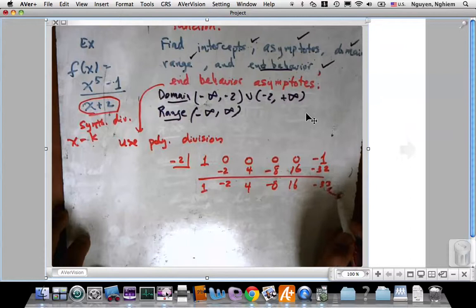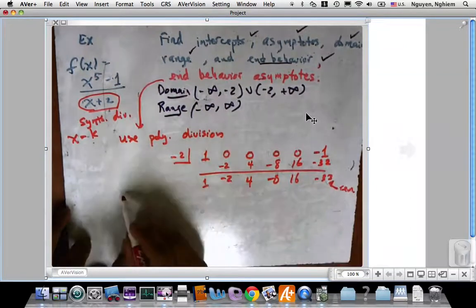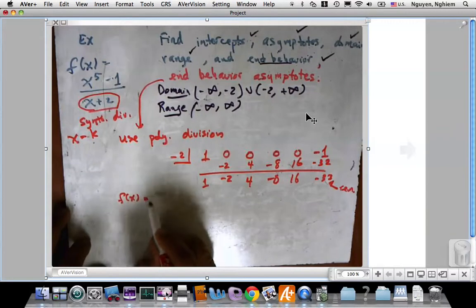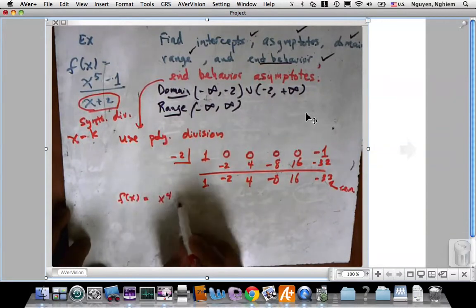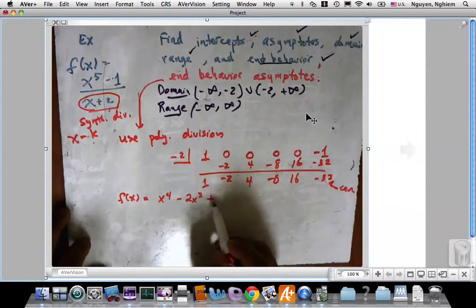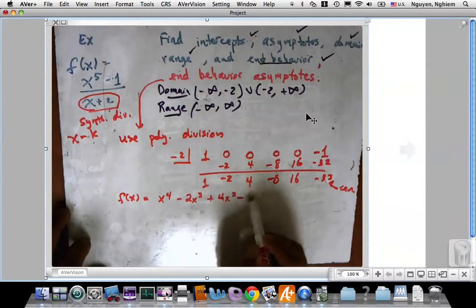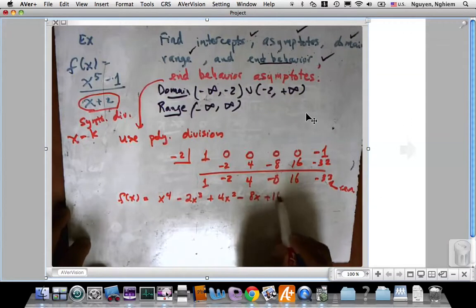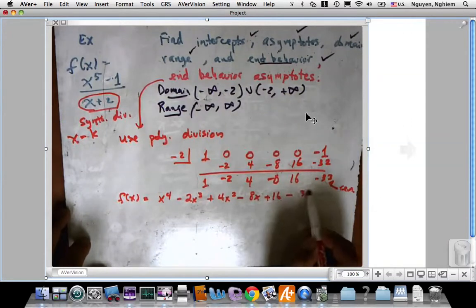Okay, that's your remainder. So now this function, f of x, can be written as x to the 4th minus 2x to the 3rd plus 4x squared minus 8x plus 16 minus 33 over x plus 2.